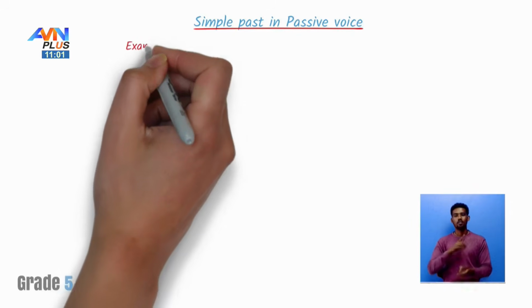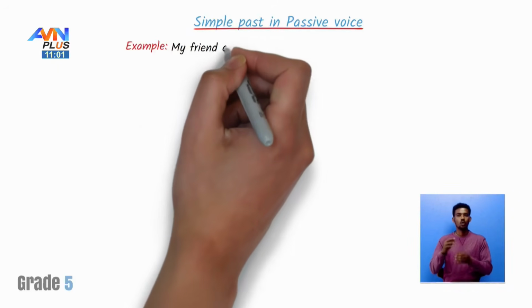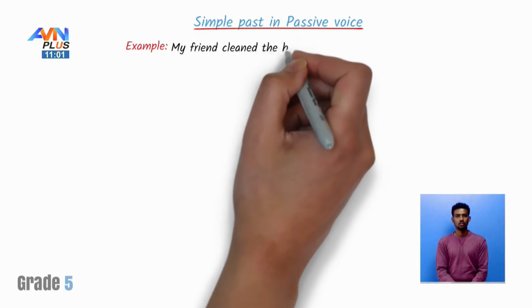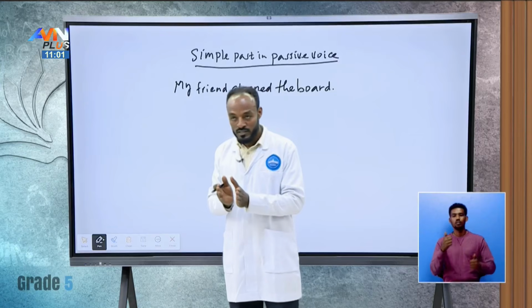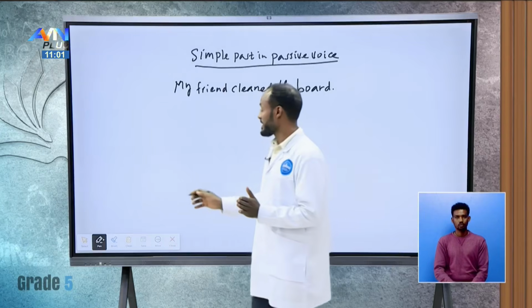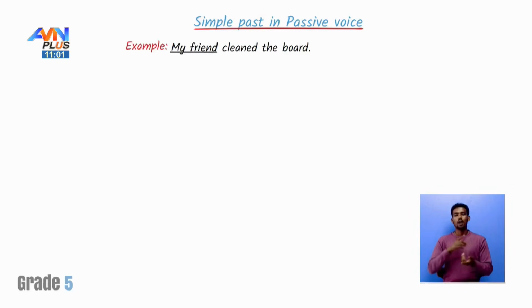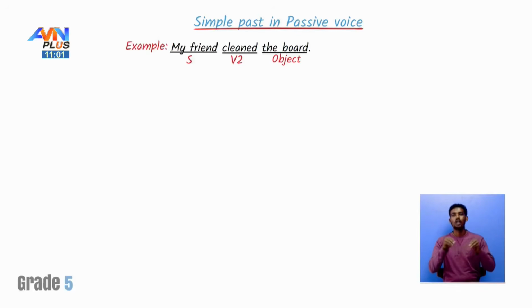My friend cleaned the board. Look, in this sentence, we have to identify which one is the subject, which one is the verb, and which one is the object. Clear? Here, my friend is the subject. What about cleaned? This one is the verb. What kind of verb? Verb 2. So what about the board here? The board is the object or the receiver of the action.